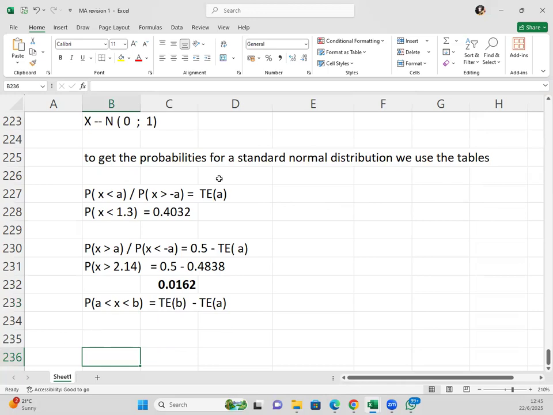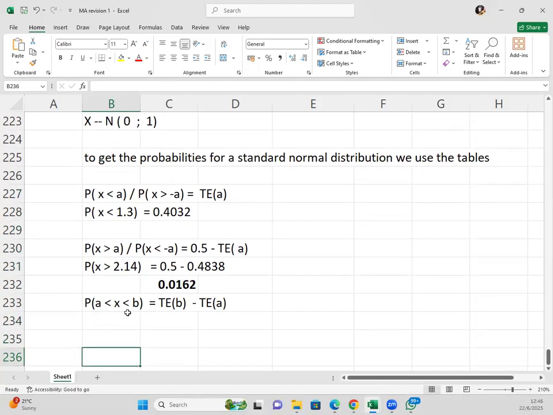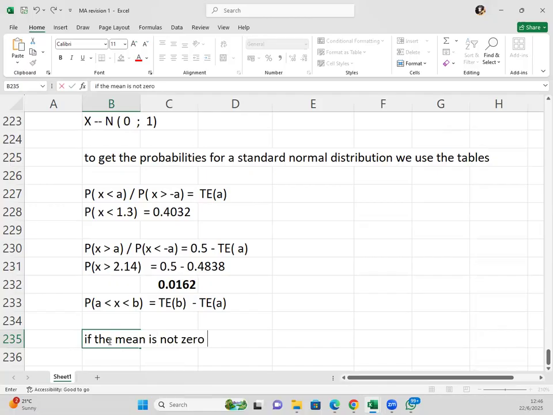But this is provided the data is normally distributed with a mean of 0 and a standard deviation of 1. What if it is not distributed that way? If the mean is not 0 or the standard deviation is not 1, the first step is to standardize.